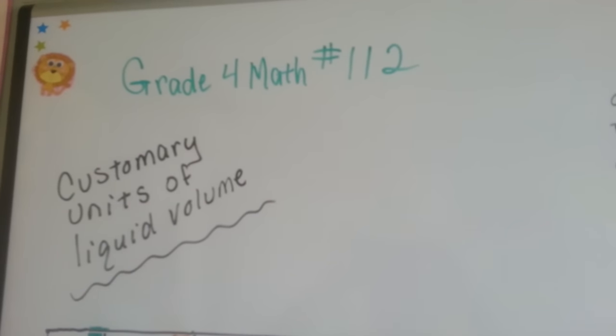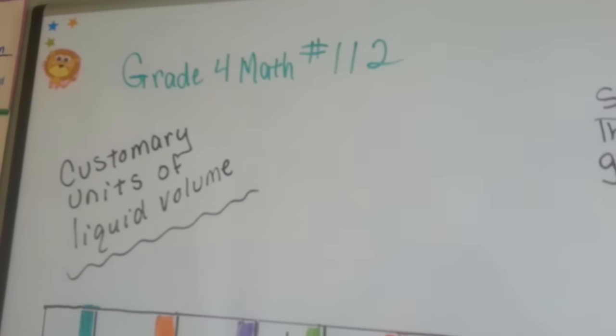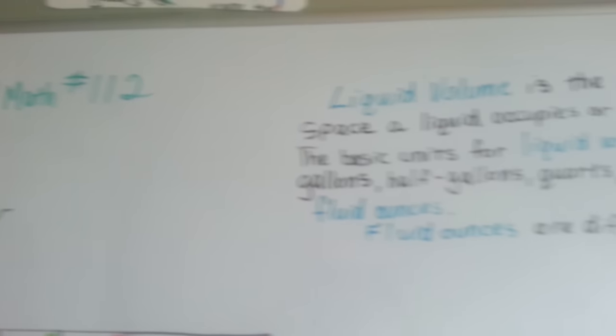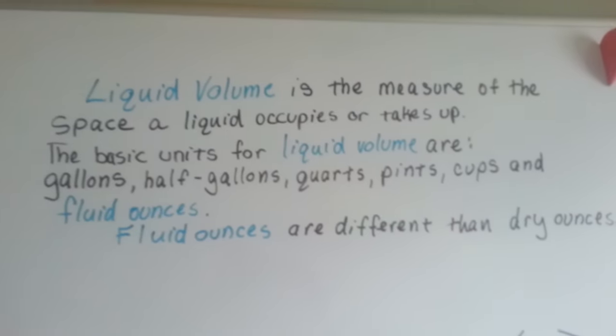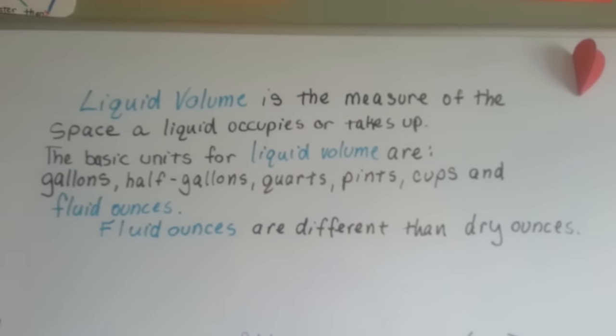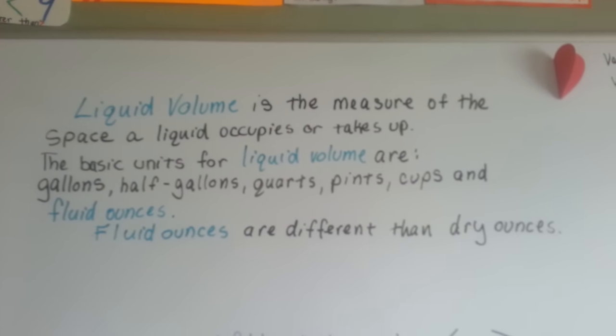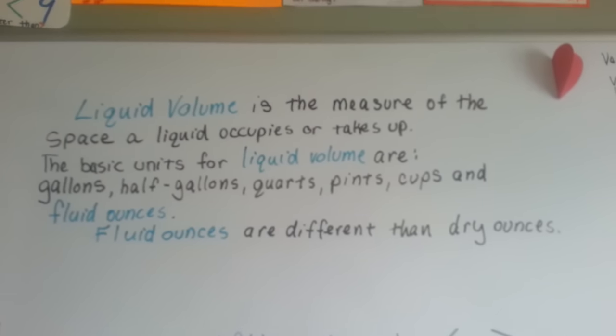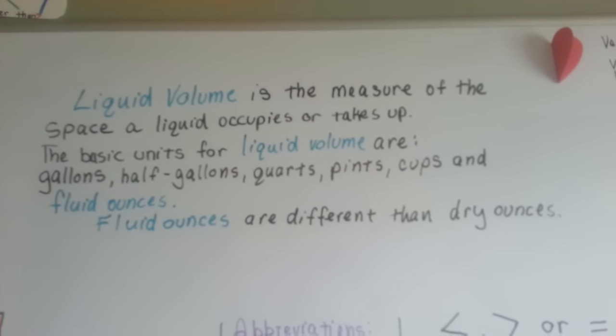Grade 4 Math, number 112, Customary Units of Liquid Volume. It's going to be U.S. Standard Measures for Liquid Volume. Okay, liquid volume is the measure of the space a liquid occupies or takes up. The basic units for liquid volume are gallons, half gallons, quarts, pints, cups, and fluid ounces.